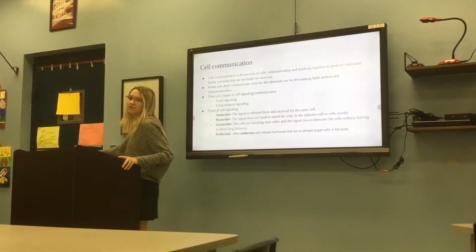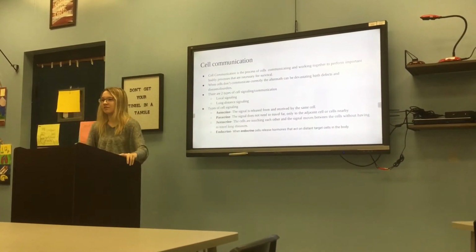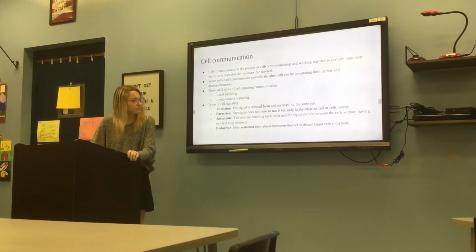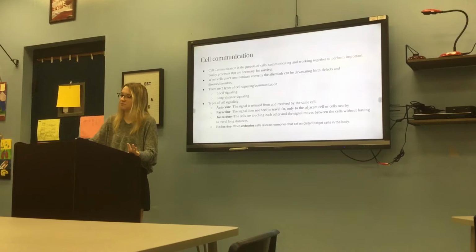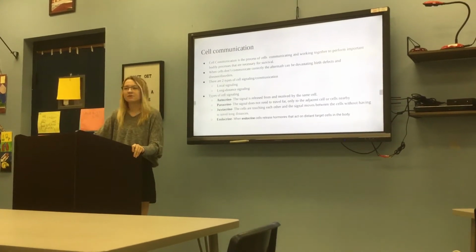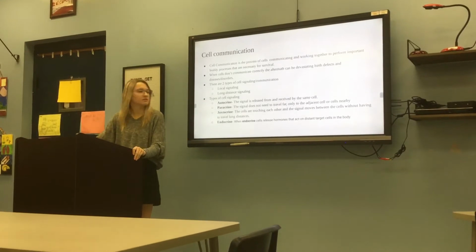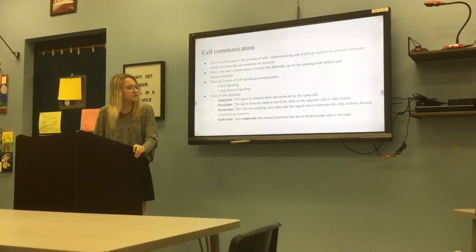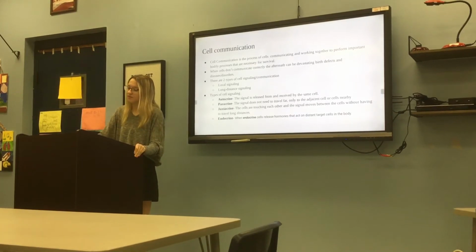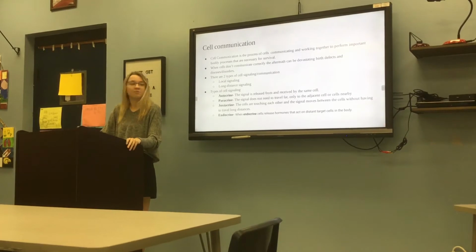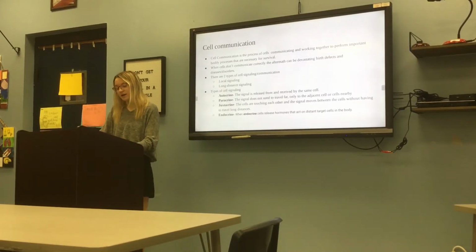Autocrine, where the signal is sent out and received all in the same cell. Paracrine, the signal does not need to travel far, only to adjacent cells or cells nearby. Juxtacrine, the cells are touching each other and the signal moves between the cells without having to travel a long distance. And endocrine, cells release hormones that act on distant target cells in the body. That would be an example of long distance. When cells don't communicate properly, the result could be devastating birth defects, diseases, and disorders.